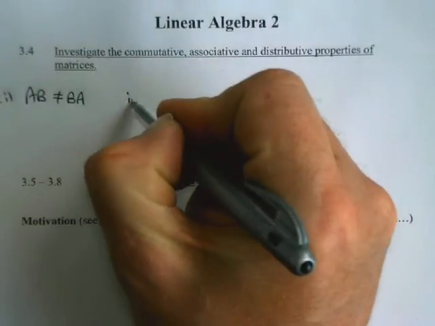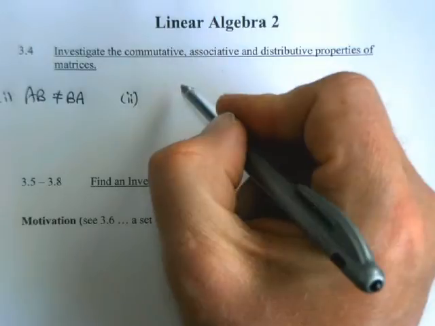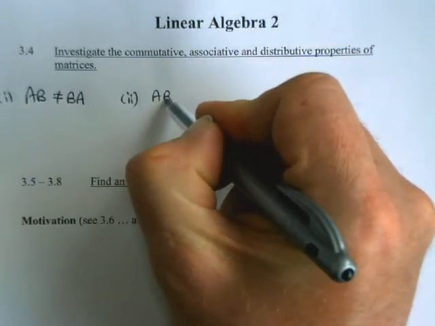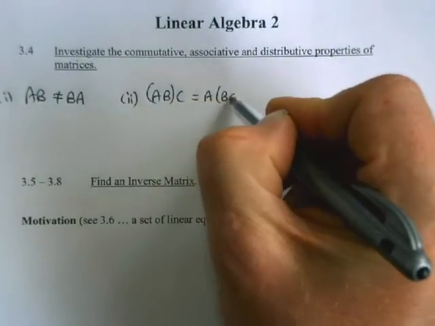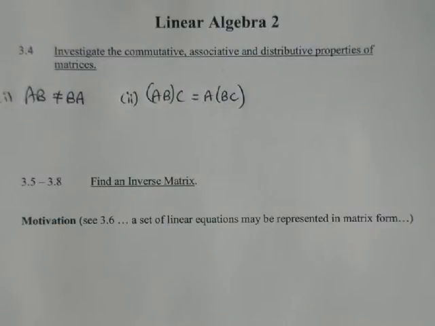There is, however, an associative property which we can use, which is that (AB)C is the same as A(BC). So if you're multiplying three matrices, as long as you're multiplying them in the same order, left to right, it doesn't matter which pair you do first, it comes out the same.